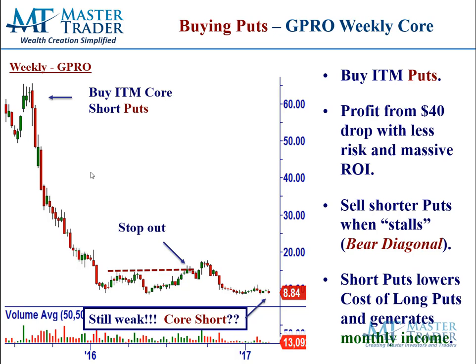Without looking at any numbers, here's just an example. GoPro, weekly chart. This was an IPO recently, and it rallied, bearish topping pattern here at a prior high, and it looked like a beautiful directional short to us. So we bought in the money short puts.